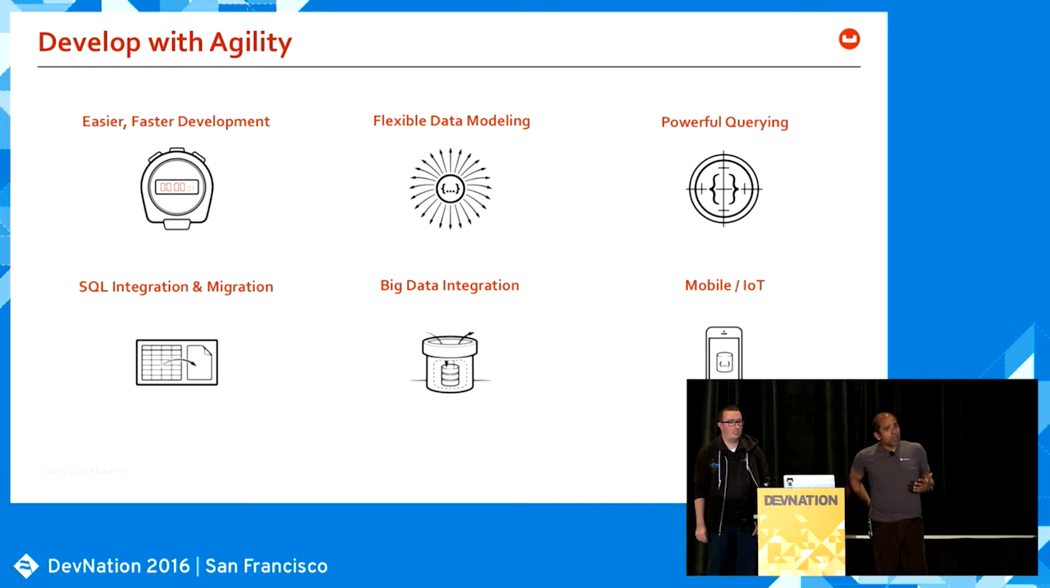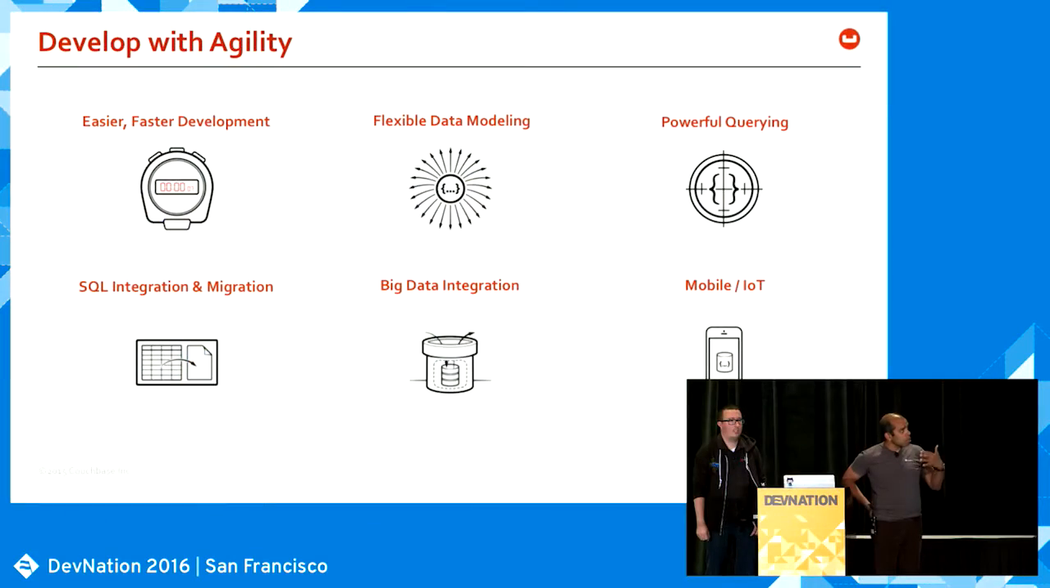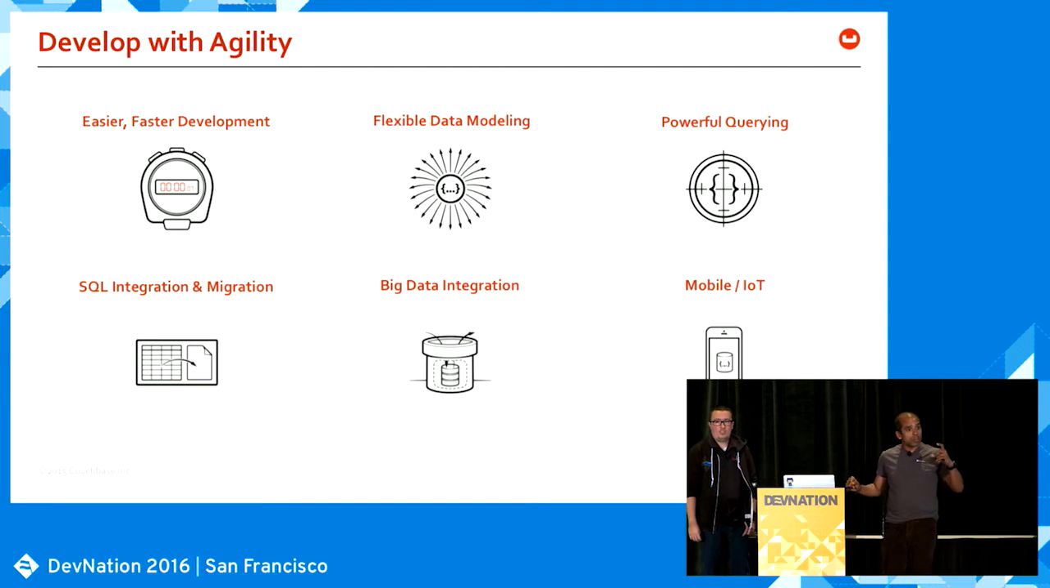One of the key aspects of Couchbase is that we would like you to build with agility. These days, applications are constantly changing. It gives you something called flexible data modeling. Today, let's say you have a profile with username, email, and address. Tomorrow, you want to add a Twitter profile. Then a Facebook profile. Then a LinkedIn profile.